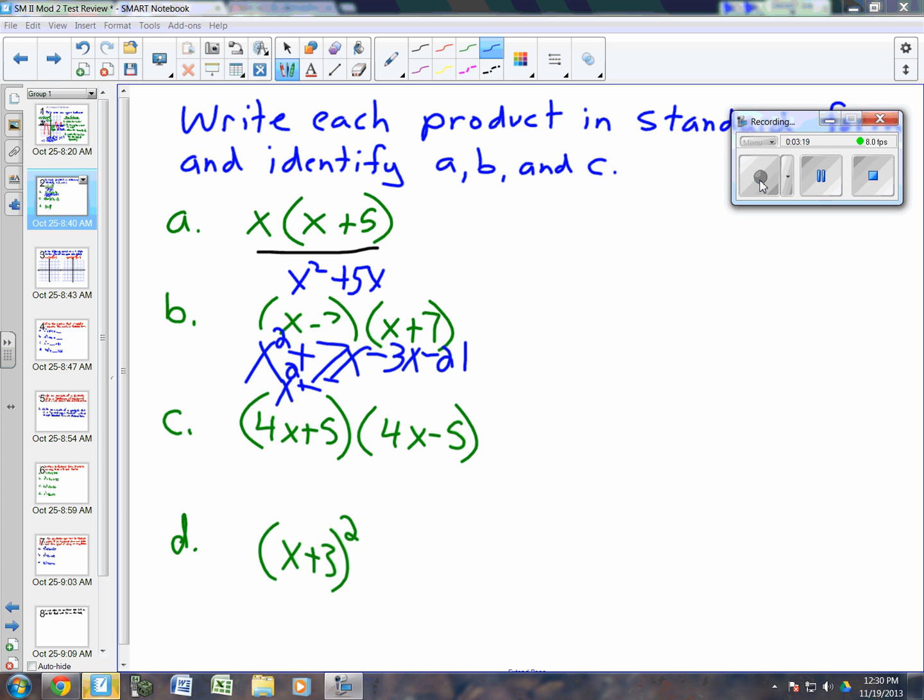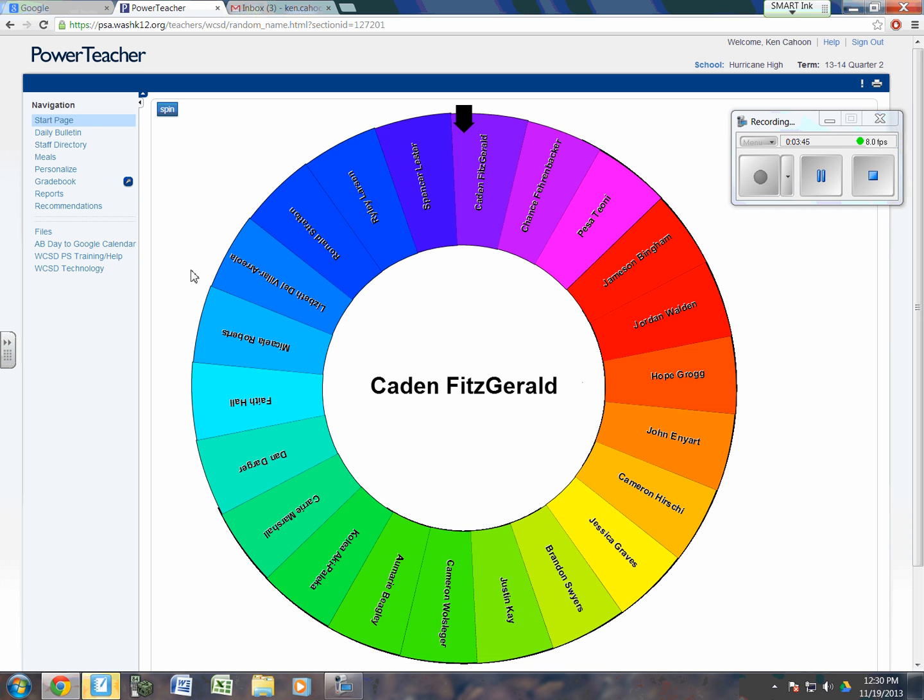You guys can write out to the right side, by the way. Write out to the right side, Caden, so we can see it. It's not in the way of the next one. X squared plus 4x minus 21. What do you guys think? Is he right? Okay, we're spinning the next one. Good job, Caden.